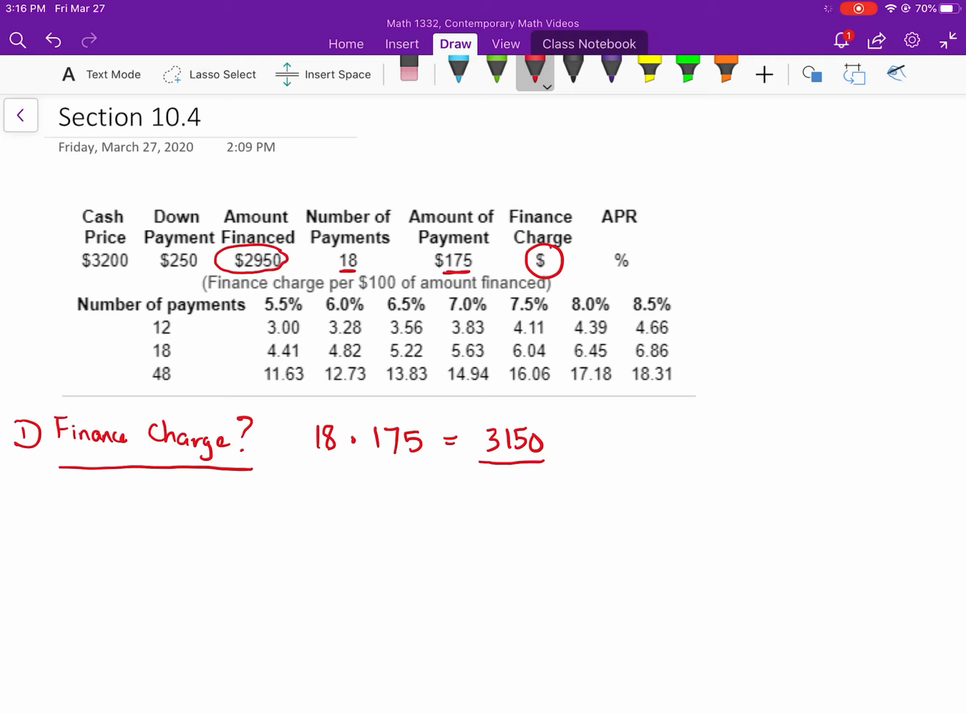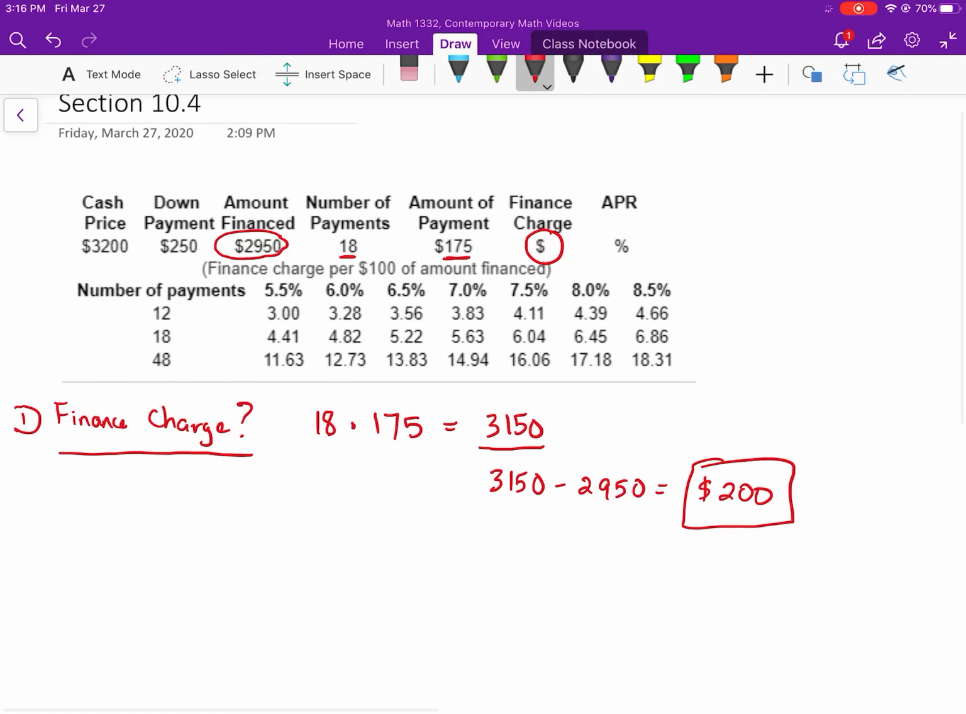But notice the amount that was financed was $2,950. This is because the bank, or whoever the lender is here, is going to make some money. So I need to take this $3,150 and subtract the financed amount, $2,950, and that gives me a total of $200. This is my finance charge that's being added onto my loan before the payment is calculated itself.